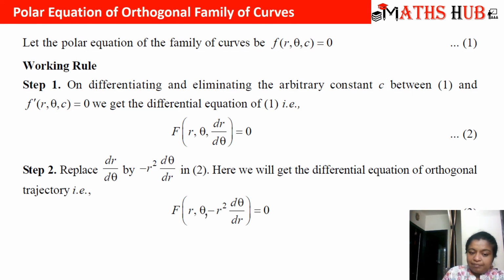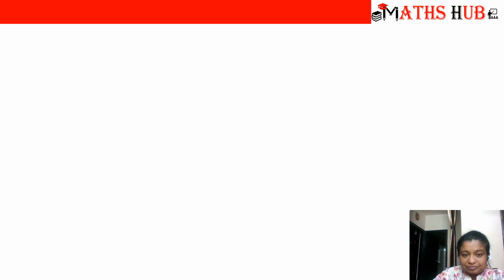Then in the next step, we will replace dr by d theta with minus r square d theta by dr. So this is the replacement that we need to remember. And then after replacing it, we will get a new differential equation. You need to solve that differential equation. And whatever solution you obtain from there, that is the answer to your orthogonal trajectory. Right? So let us try to do one problem in this.